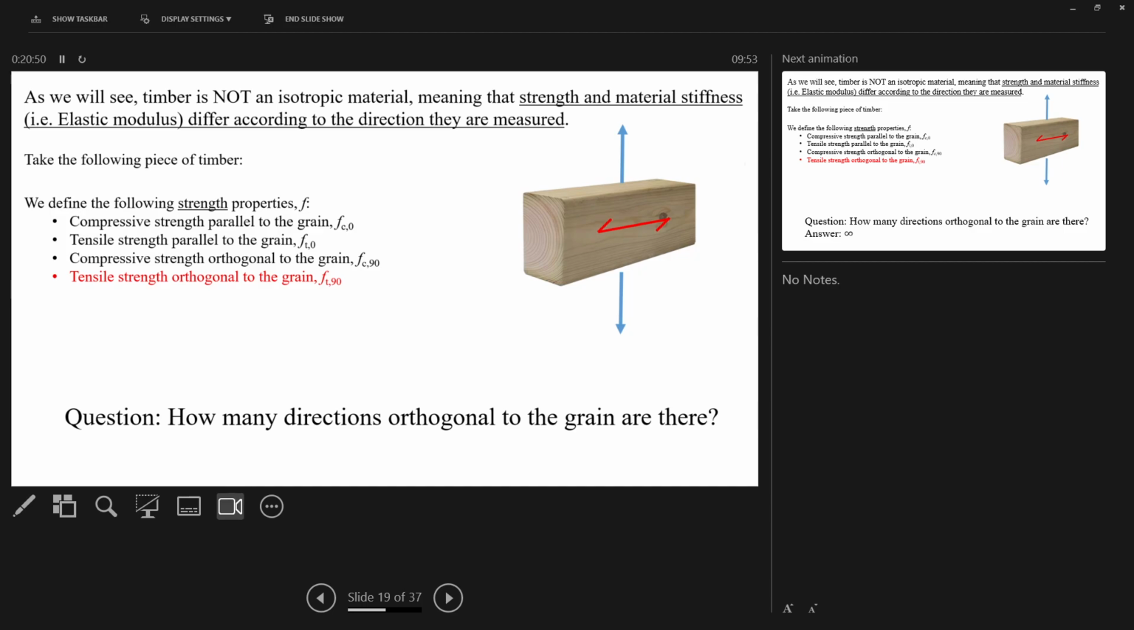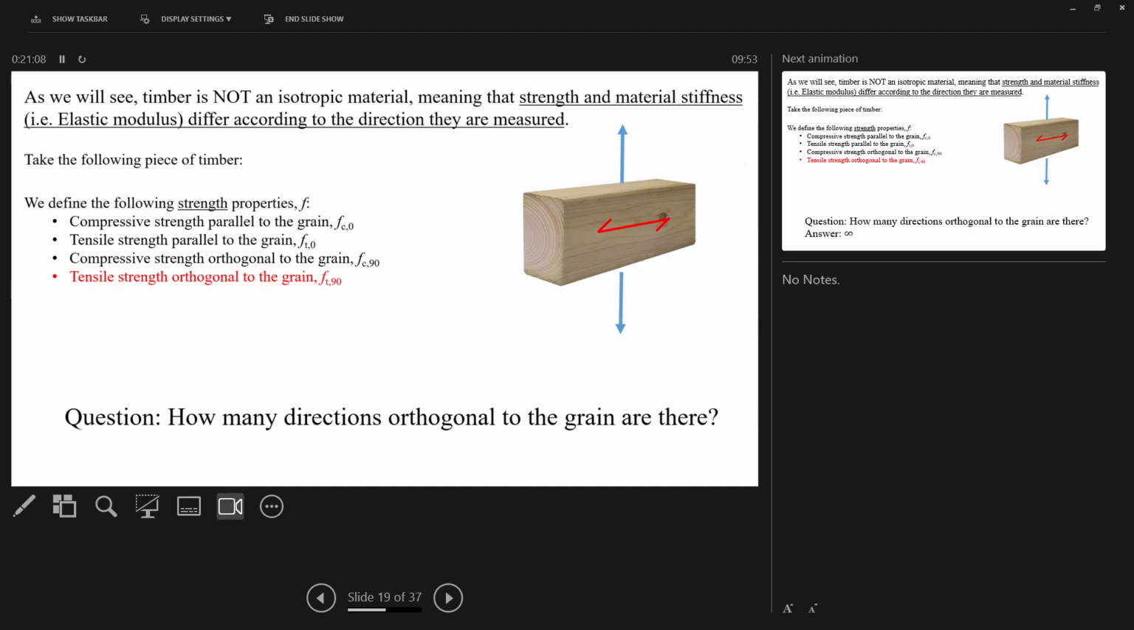Questions: how many directions of orthogonal to grain are there? What's your thoughts on that? Orthogonal to grain, how many directions are there? It's a trick question.